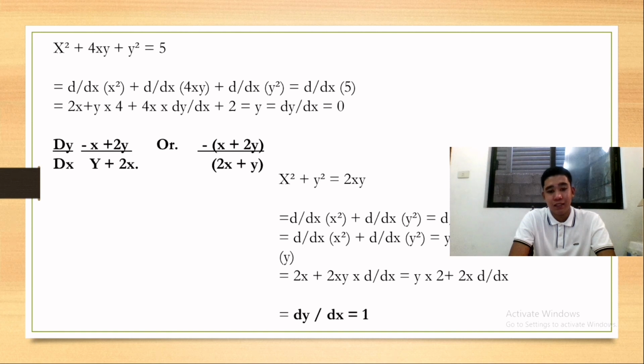Example number 3. x squared plus y squared equals 2xy. d/dx of x squared plus d/dx of y squared equals d/dx of 2xy. The right side gives y times d/dx of 2x plus 2x times dy/dx, which is 2y plus 2x dy/dx. Solving, the final answer is dy/dx equals 1.